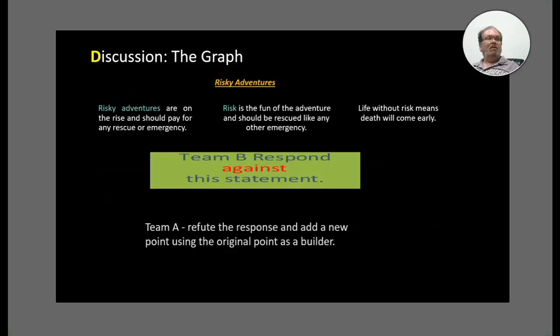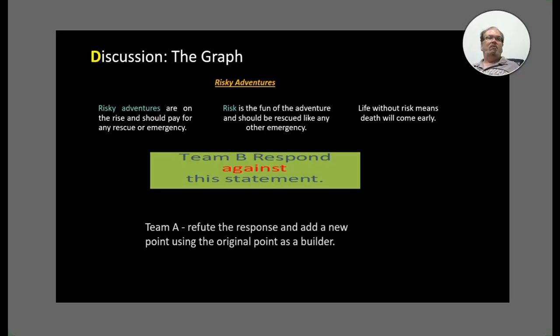So here is the graph. Risky adventures are on the rise and should pay for any rescue or emergency. Very basic. Agree, disagree. Write a disagreement. A disagreement would be risky adventures are on the rise and should be funded by the taxpayer. Or risky adventures should be banned. On the rise? I disagree they're on the rise. It costs too much money. So you're seeing fewer people doing it. Maybe that's true.